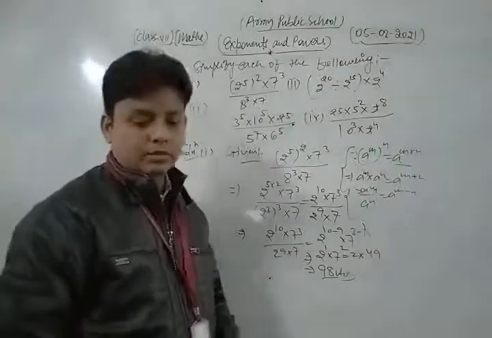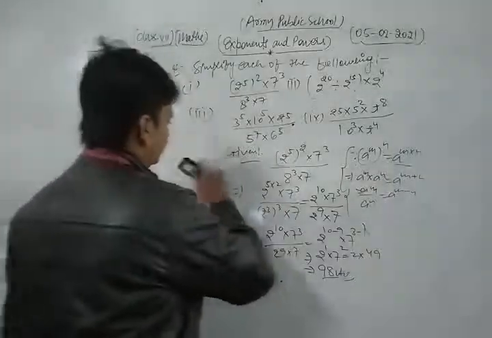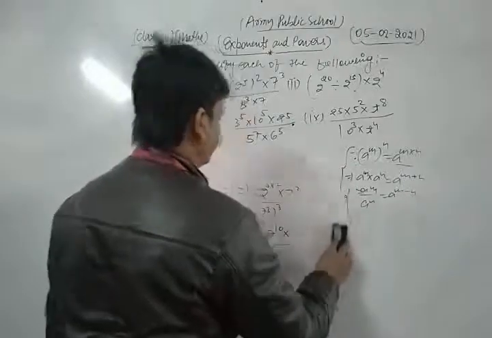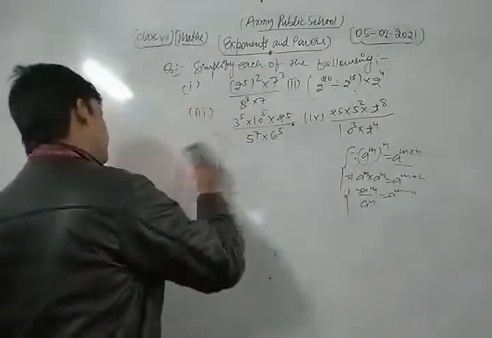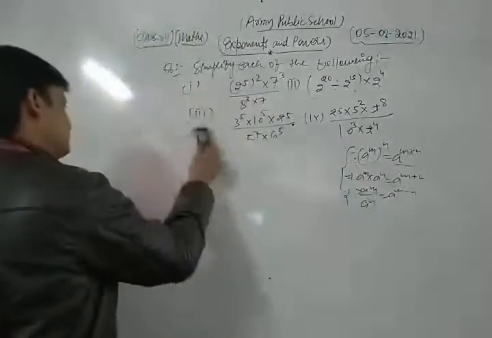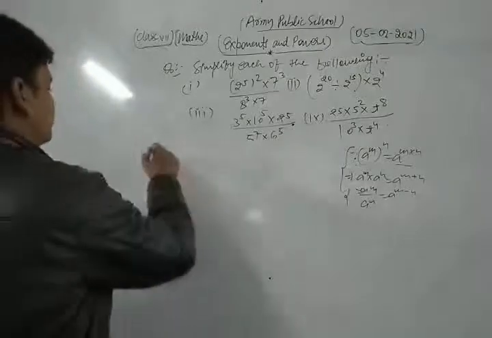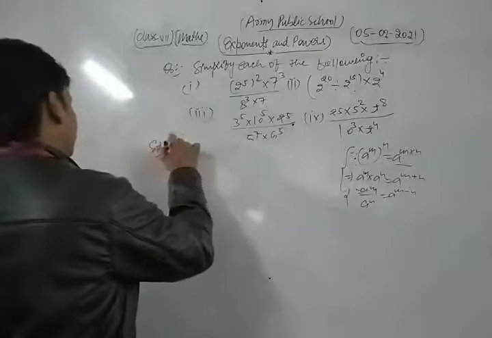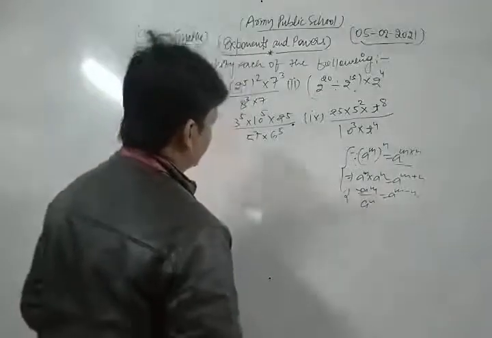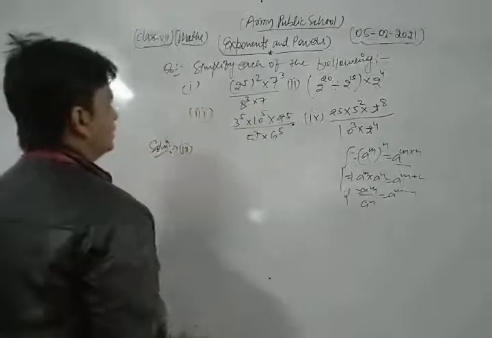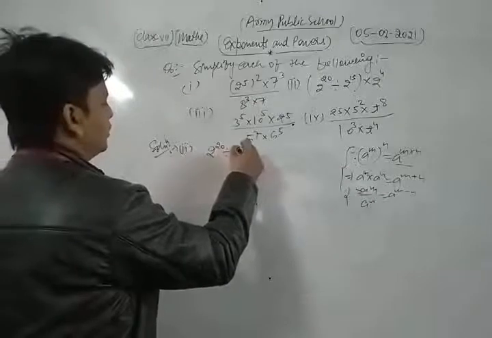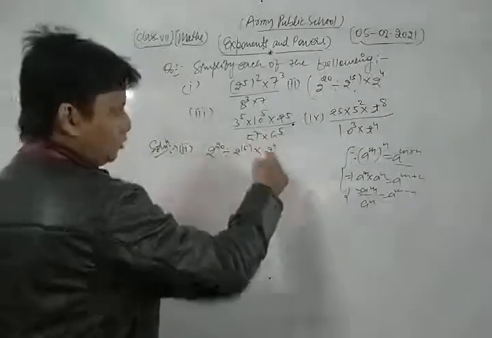Similarly we take and solve the next part of this question. Now we take up the next part of this question. This is the second part of this question: 2 power 20 divided by 2 power 15 multiplied by 2 power 4.